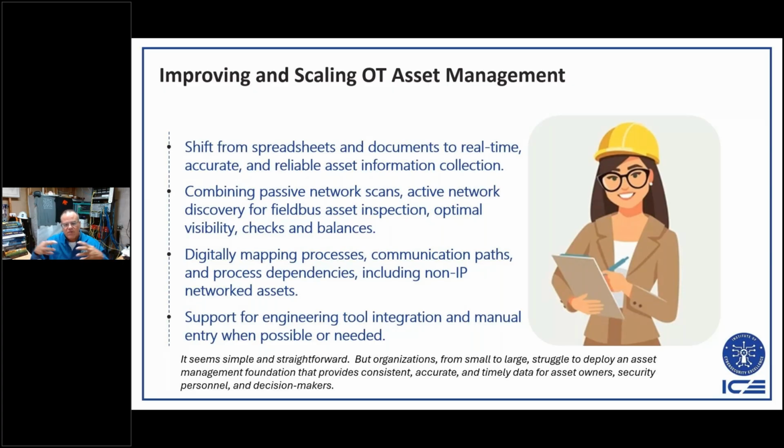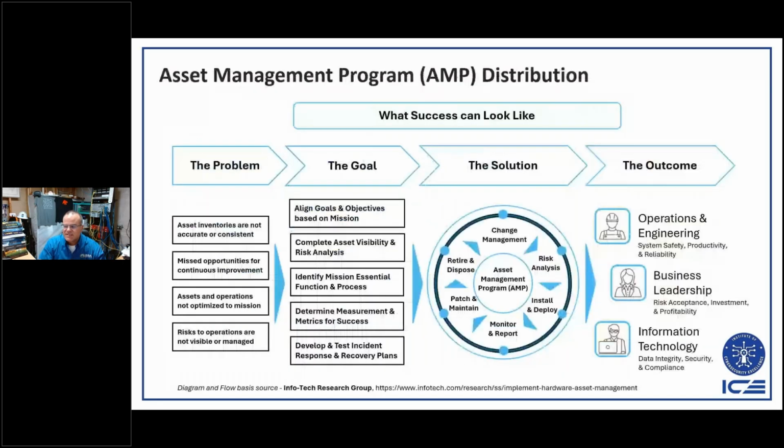So if we start to pull this together and ask, what does success look like? We've talked about some of the problems. Asset inventories are not accurate or consistent. There are missed opportunities for continuous improvement. There could be investments in legacy systems where it's possible. Assets and operations are not optimized to the mission, and risks to operations are not visible or managed appropriately. And what we want to do is assign some of those goals.